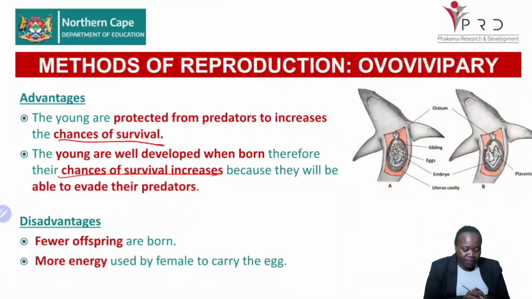And then we have the disadvantages. Fewer offspring are born, just like in viviparity, and more energy is used by the mother in order for the mother to be able to carry the egg. We have looked at this example before. As we can see here, this whale is a whale that undergoes ovoviviparous reproduction.